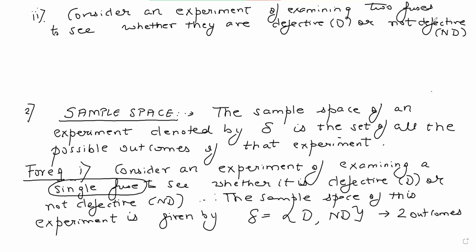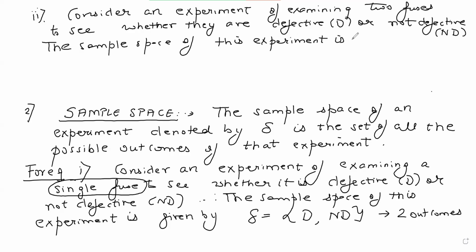So now, instead of one fuse, we are looking at 2 fuses. And we want to check whether they are defective or not defective. What is the sample space? The sample space of this experiment is given by delta, which is, now what is the sample space? The first fuse, one possibility is that both the fuses are defective. Another possibility is the first one is defective, the second one is not defective. Another possibility is the first one is not defective, but the second one is defective.